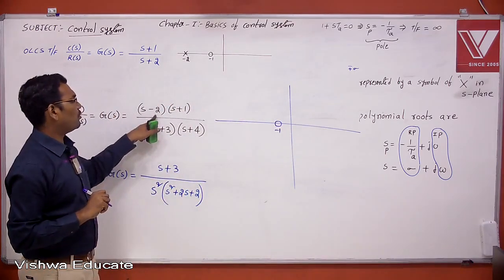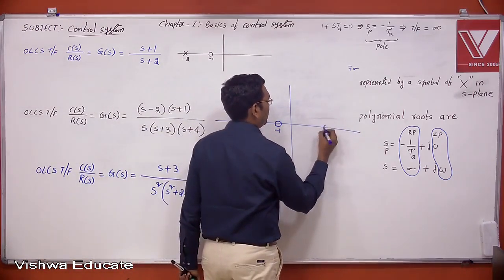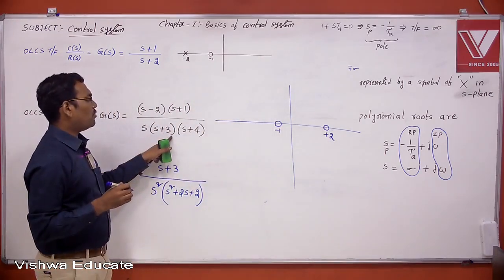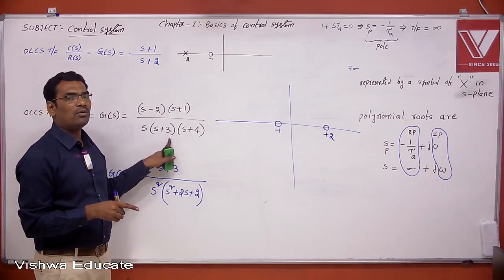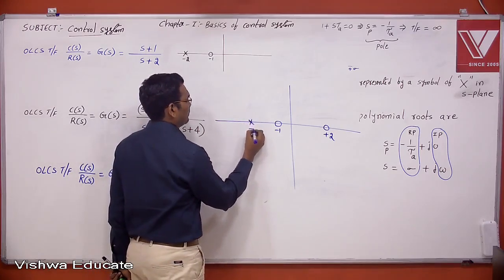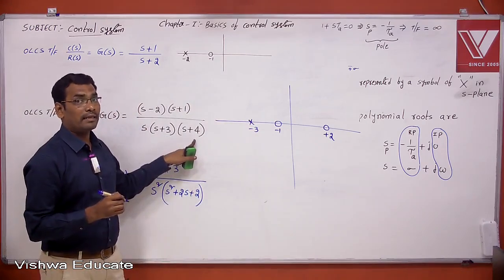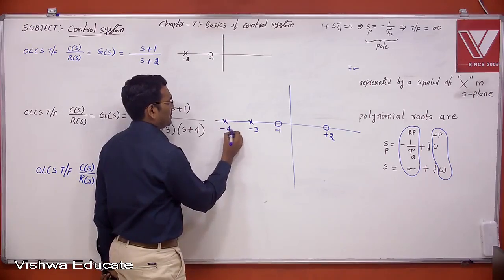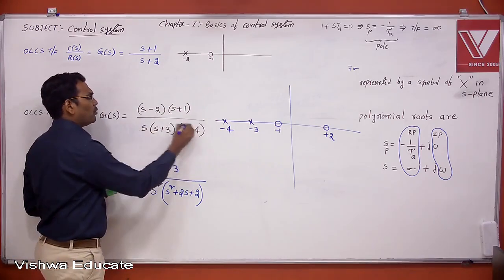S minus 2 equal to 0, S equal to plus 2. Plus means positive real part, so this is a zero. Now S plus 3 equal to 0, S equal to minus 3, means a pole is on the negative real axis. S plus 4 equal to 0, S equal to minus 4, a pole is on the negative real axis. Denominator polynomial roots are called poles.